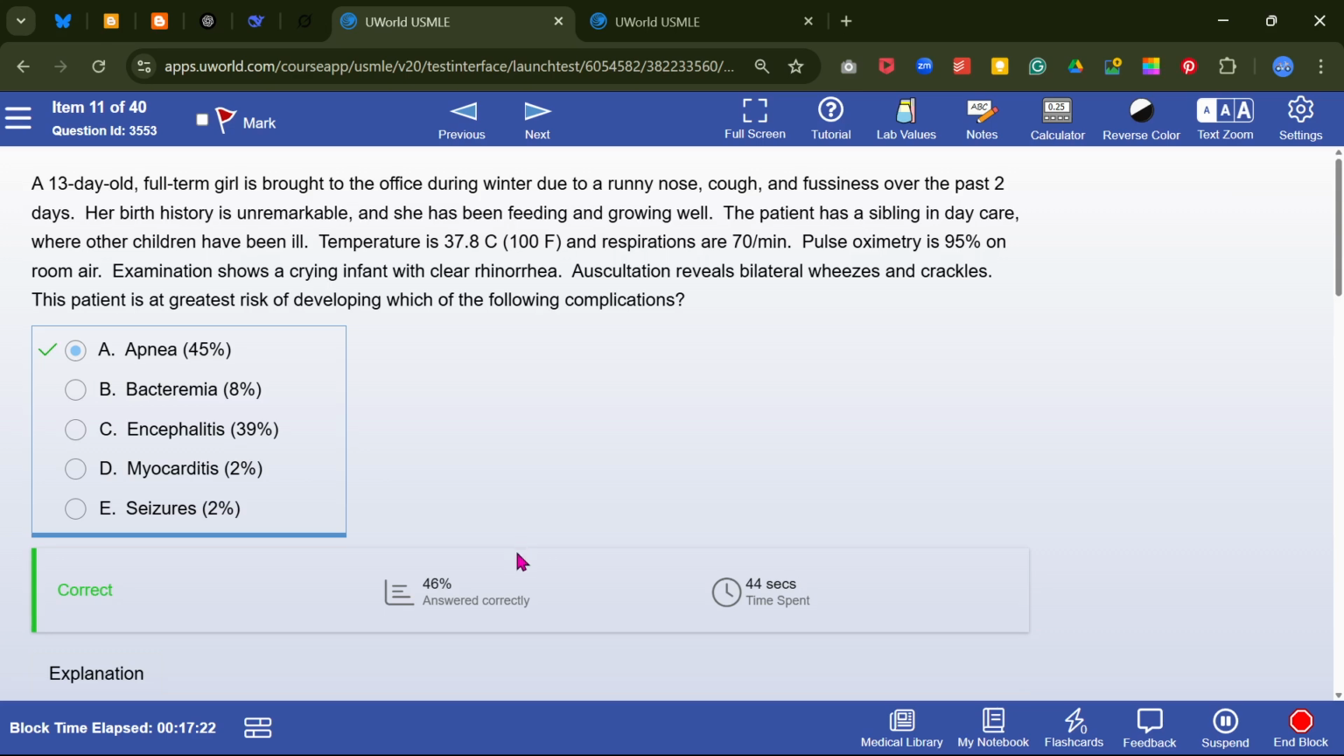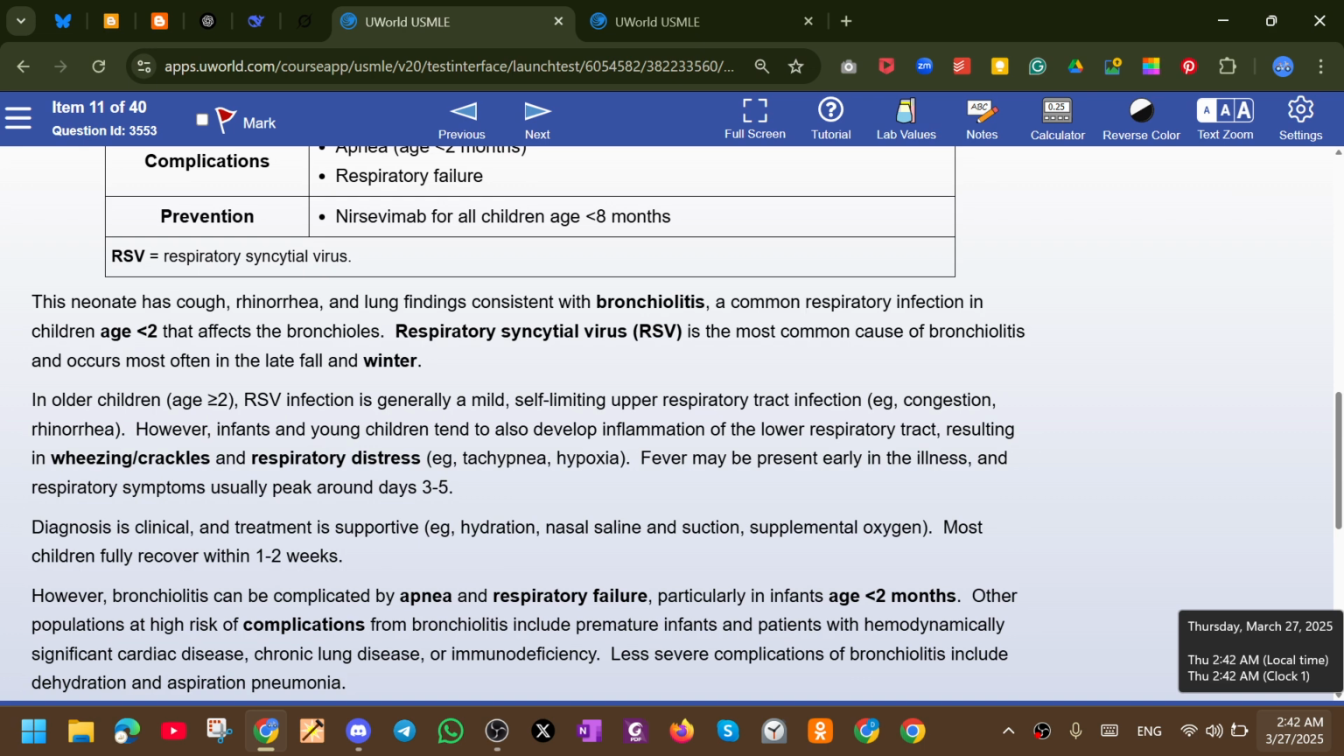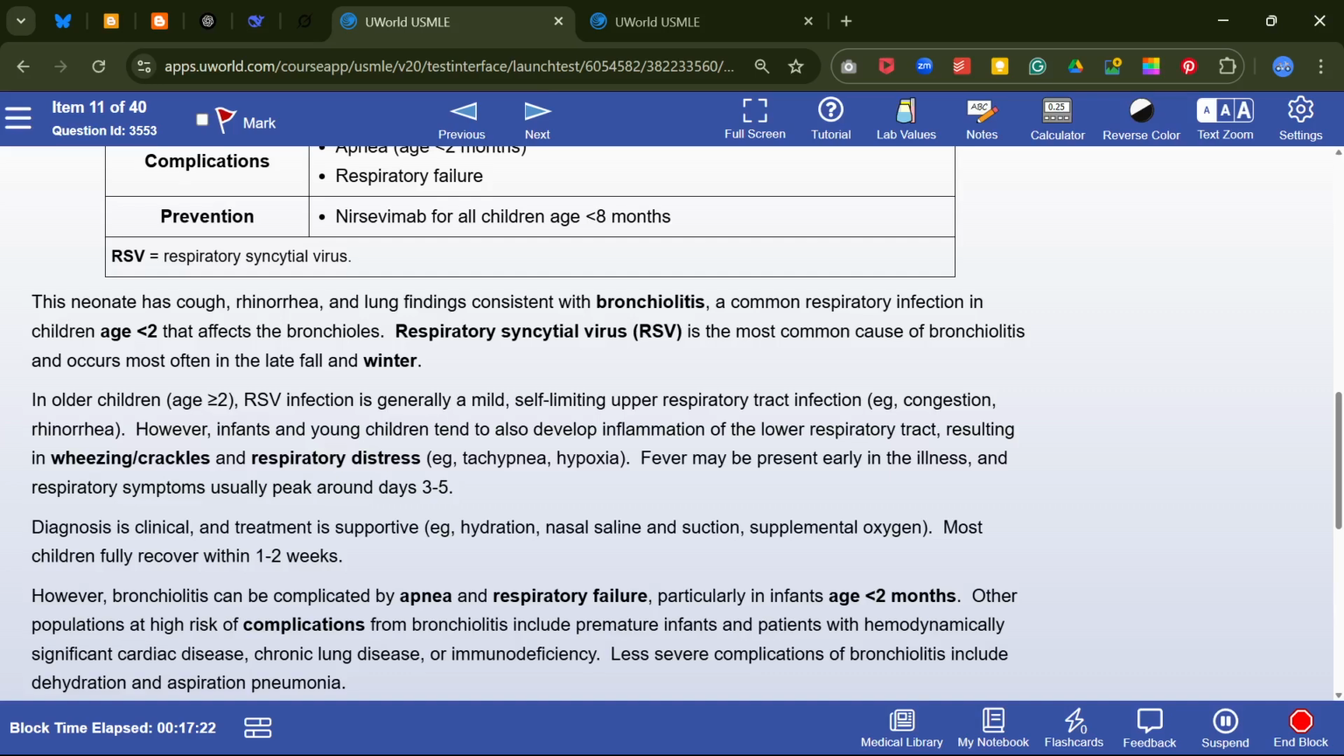It is bronchiolitis. Okay. This neonate has cough, rhinorrhea, and lung findings consistent with bronchiolitis, a common respiratory infection in children aged less than 2 that affects the bronchioles. Respiratory syncytial virus is the most common cause of bronchiolitis and occurs most often in the late fall and winter.